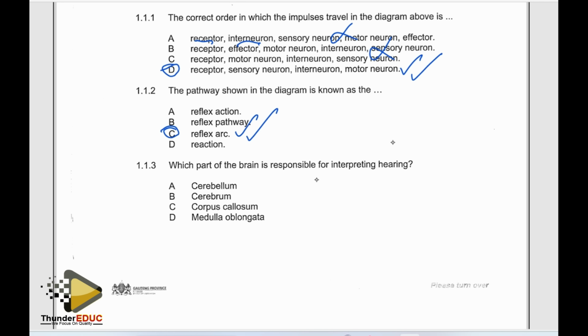Which part of the brain is responsible for interpreting hearing? This is a sensation. Whenever I talk about sensation, we're talking about the biggest part of the brain, which is the cerebrum. So the most correct answer becomes B. Yes. So the cerebellum is basically equilibrium and muscle tone. Then the corpus callosum is the connection between two hemispheres, allowing communication. The medulla oblongata controls involuntary actions. It's basically next to the spinal cord.